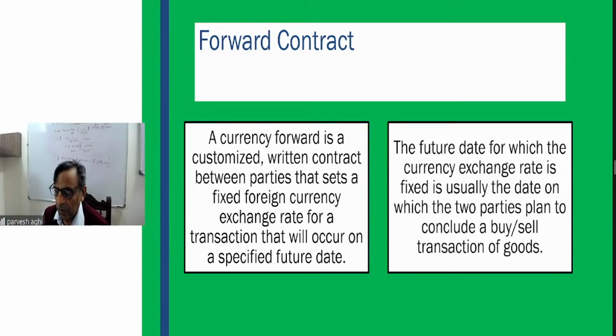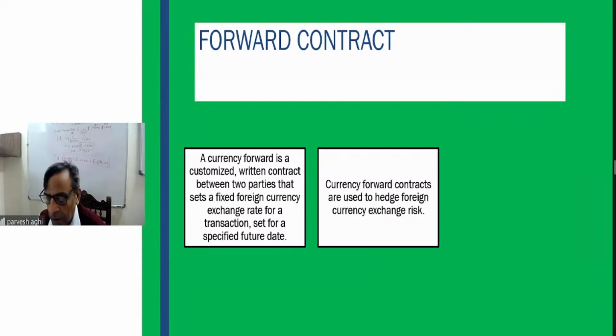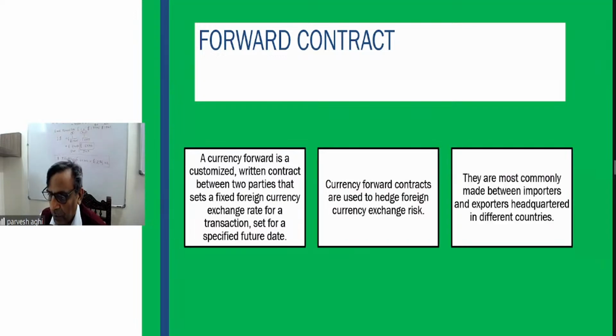So we use the forward rates, and the payment and receipt happen only on the date of the forward rate. A currency forward is a customized written contract between two parties that sets a fixed currency exchange rate for a transaction set for a future date. It's the same thing. Currency forward contracts are used to hedge foreign currency risk. They are most commonly made between importers and exporters headquartered in different countries.